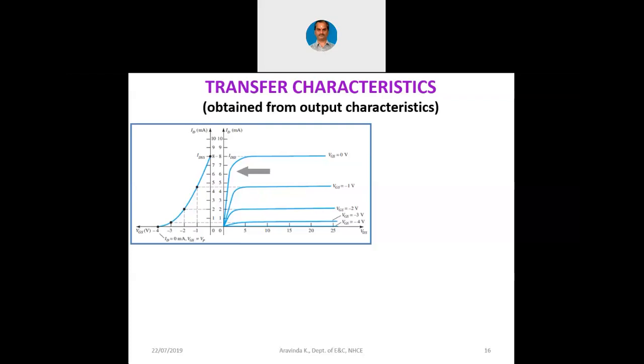Now, using this transfer curve, we can find out something called GM or transconductance. And using the transconductance, we can actually have the design of the biasing circuitry for JFET. And how to bias a JFET circuitry, we will be working out in the next classes.